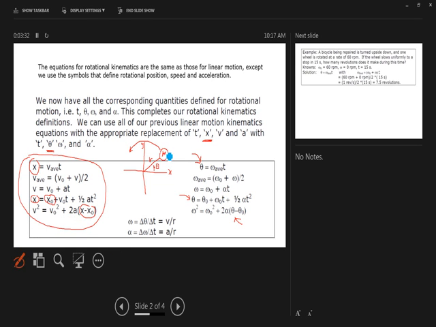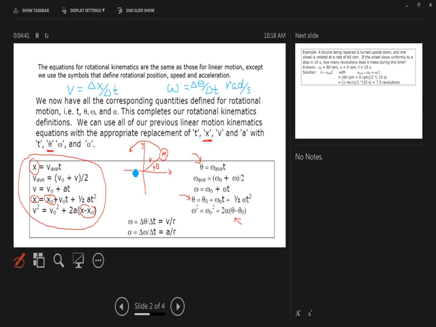Now let's go to the next step. Since the old definition of V for linear motion was delta x over delta t, remember the definition of velocity, then to take this into a rotational equation, we replace delta x by delta theta. So this delta theta over delta t is a measure of the rate at which the angle changes. So that's the angular velocity, and we give that the symbol omega. Omega is going to be measured in radians per second as opposed to meters per second.